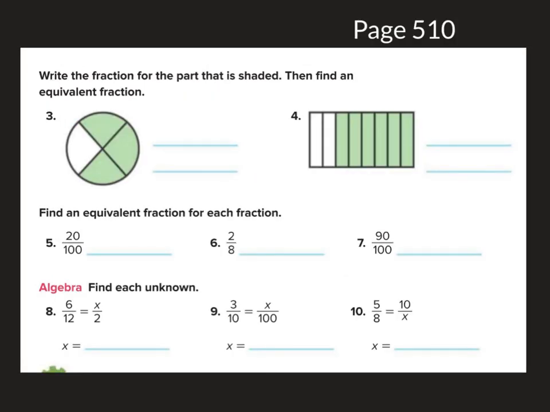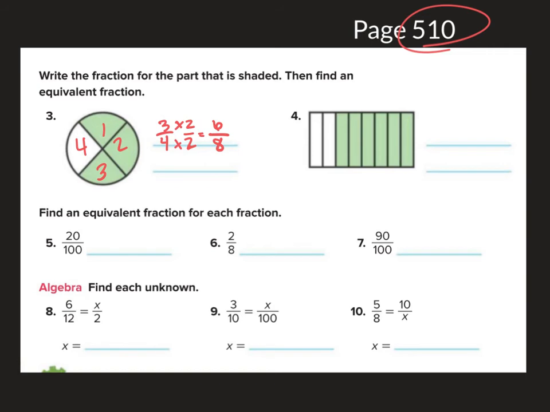All right, I'm going to jump forward to page 510. Okay, so it says write the fraction for the part that is shaded. So we have 1, 2, 3 pieces shaded out of 1, 2, 3, 4 total pieces in the shape. 3/4 of that shape is shaded. If I wanted to find an equivalent fraction to 3/4, I could multiply the numerator and denominator by 2 over 2. 3 times 2 is 6. 4 times 2 is 8.